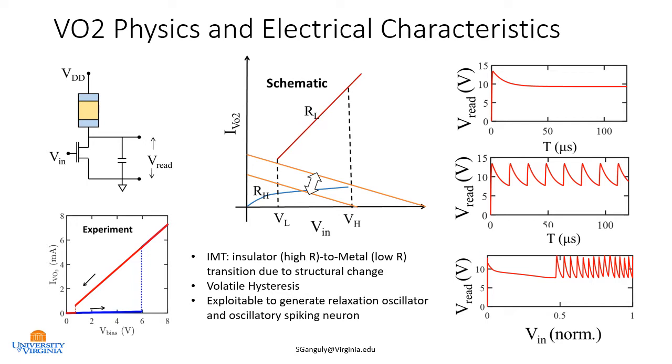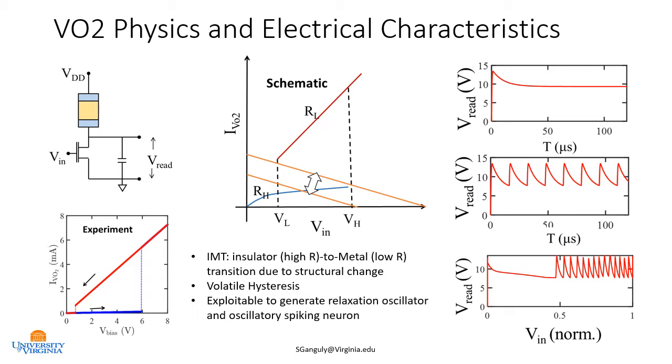And interestingly, it also has a volatile hysteresis. It goes through this phase transition with hysteresis, which means that the two transitions are not at the same voltage. But this transition is volatile, which means that at zero voltage you have only one state, the insulator state. So it has a shifted hysteresis compared to a lot of other kinds of memristors.